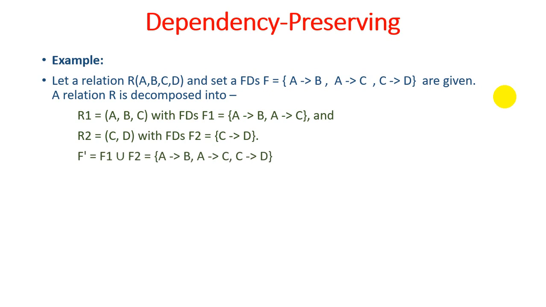Now if we combine F dash, known as F1 union F2, then you can see that A determinant B and A determinant C come from F1 and C determinant D comes from F2. We perform the union and get the final F, which should be the one mentioned in the first line: A determinant B, A determinant C and C determinant D.